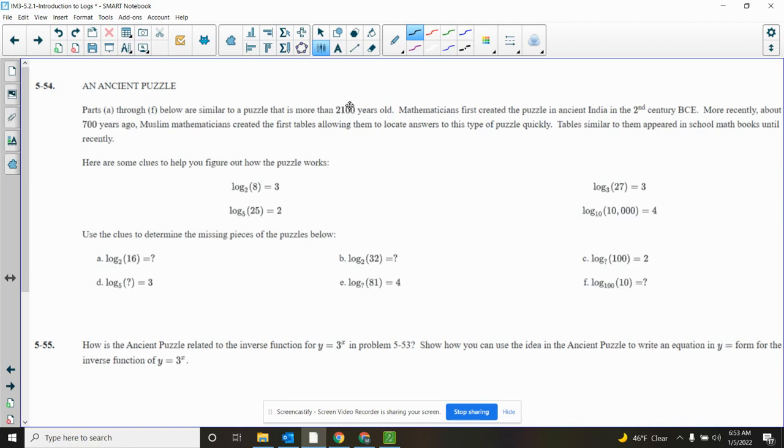So take a moment to read through this, and then we'll discuss in a bit. So quick pause, unpause when you're ready to move on.